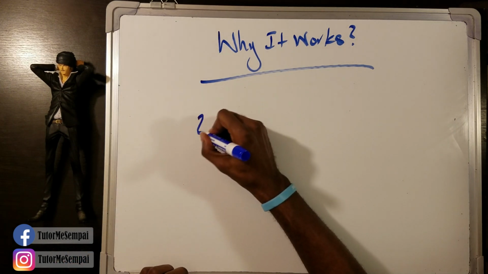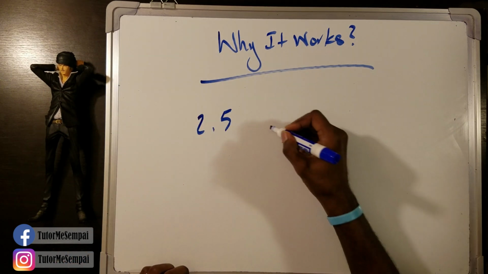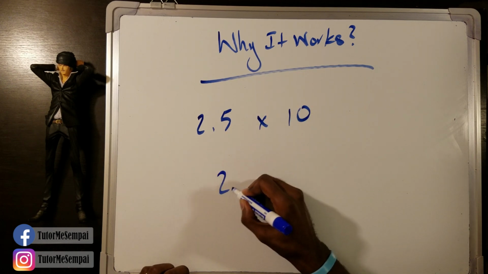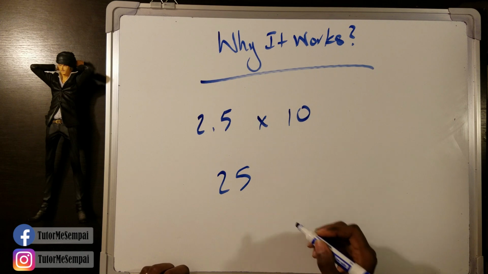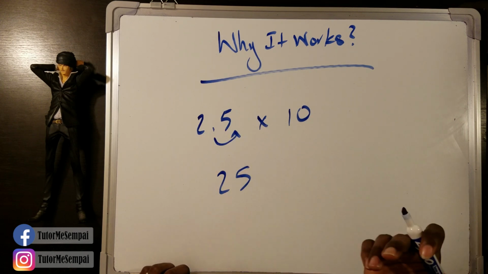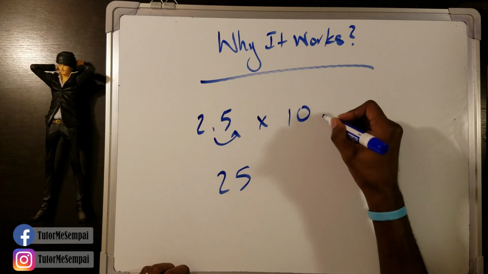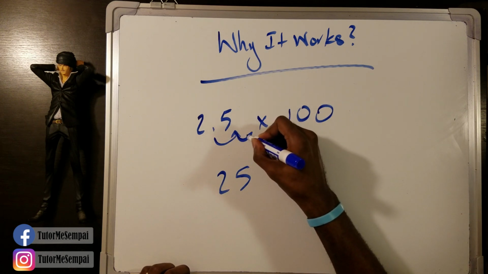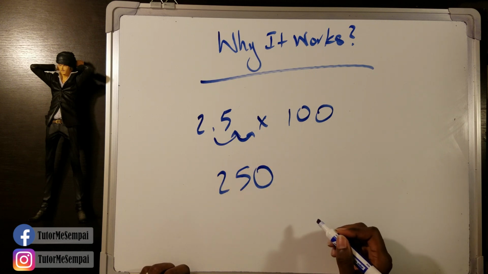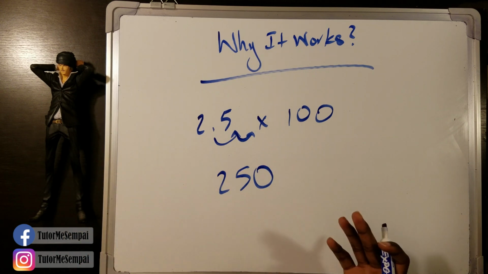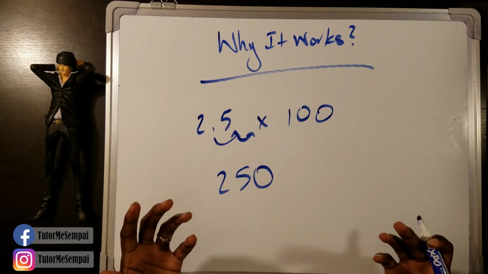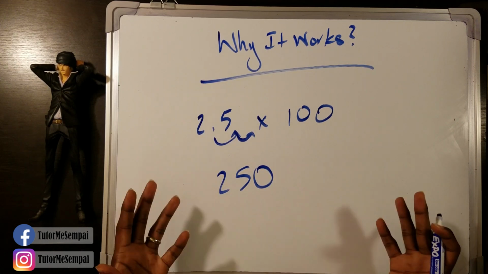So if you have 2.5, if I multiply that by 10, that's going to be 25, right? We moved it over one space because we're multiplying by a power of 10. If I was to multiply this by 100, we move it over 2 spaces, right? So we end up getting 250. Whenever you're moving your decimal to the left or the right, you're either going to be multiplying or dividing by 10. So that is why it works.